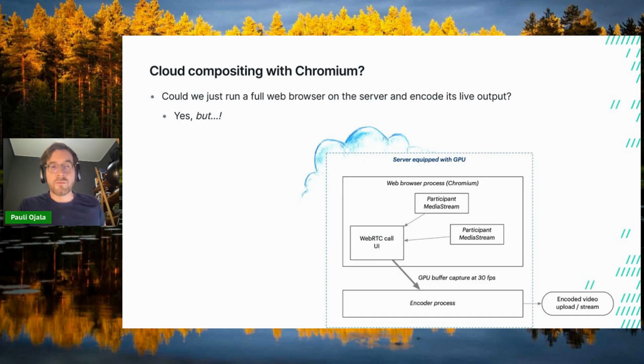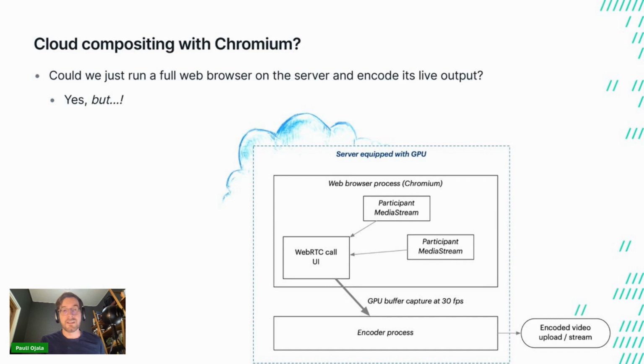So since we're looking at the WebRTC application, the sort of obvious solution that comes to mind is, could we just run a full browser instance on the server, capture that live output, and encode it into a video file? Here's a diagram that shows the basic idea. We could run Chromium, capture the GPU buffer, since most of these applications do in practice require GPU for the performance that people expect from web applications, and encode that. But there are a lot of buts in this process.